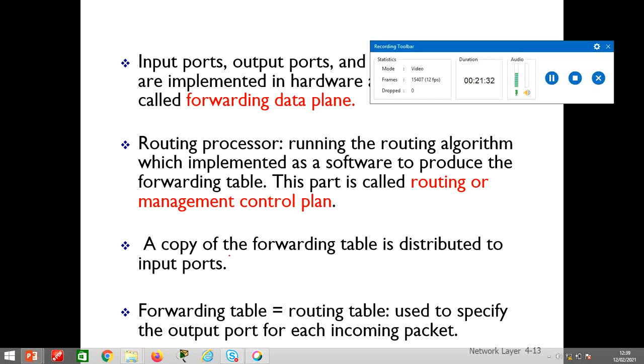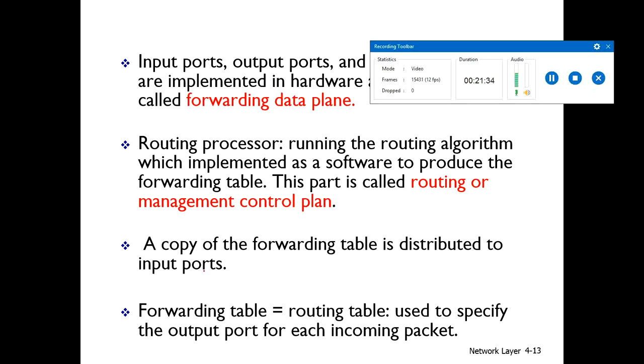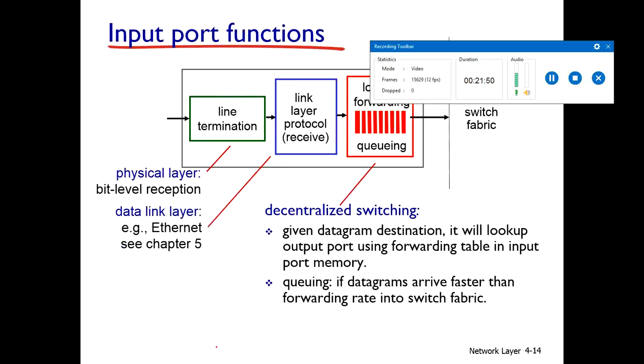A copy of the forwarding table is distributed to the input port, which is also done by the routing processor. The forwarding table is nothing but a routing table. It is used to specify the path or the output port for each incoming packet based on the header of the packet.